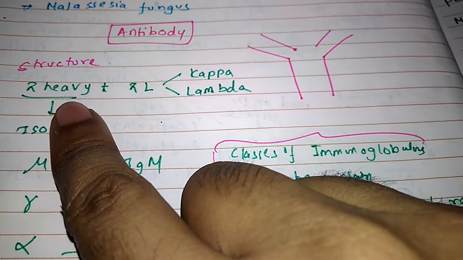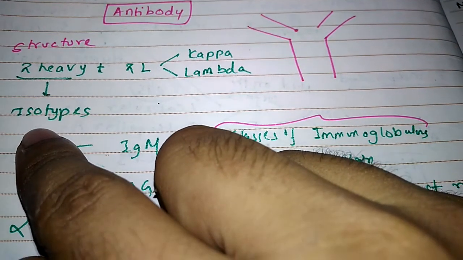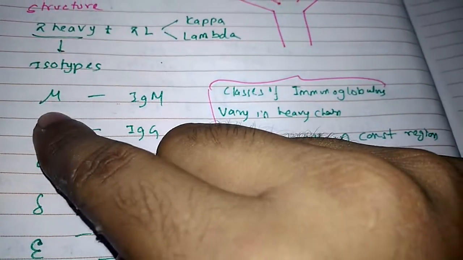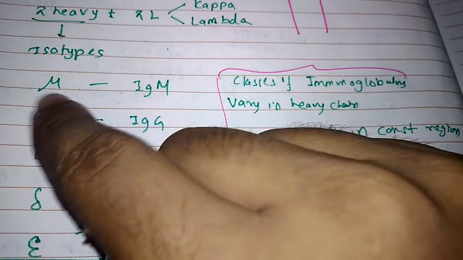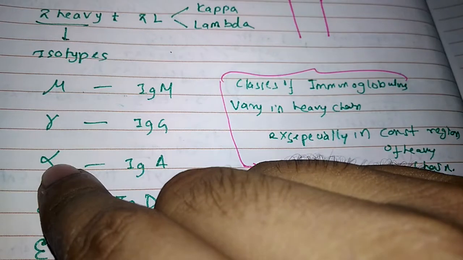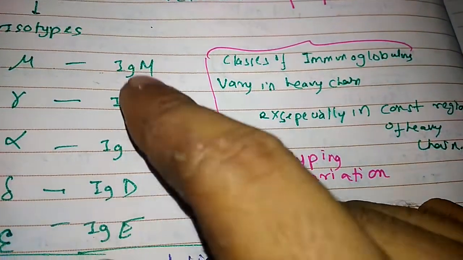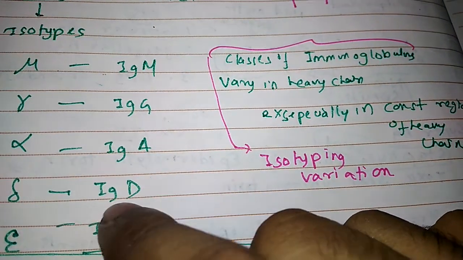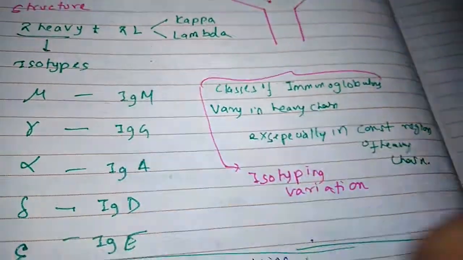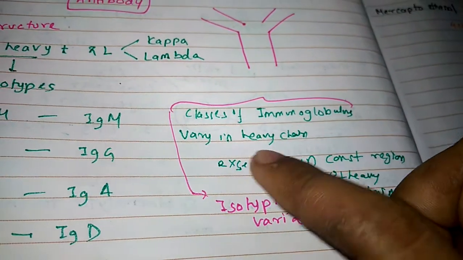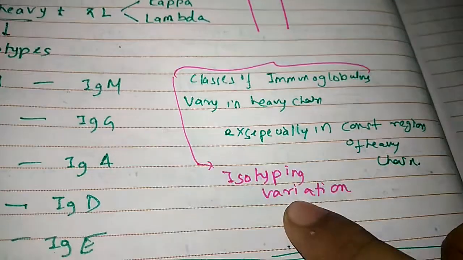Based on the heavy chains, antibodies are classified into various classes, and these are called isotypes, which correspond to mu, gamma, alpha, delta, epsilon. Mu signifies IgM, M, G, alpha for A, delta for D, epsilon for E. So they form the corresponding 5 immunoglobulins: IgM, IgG, IgA, IgD, and IgE. These are called the isotypes. So classes of immunoglobulins vary in heavy chain, especially in the constant region of the heavy chain. This is called isotypic variation.